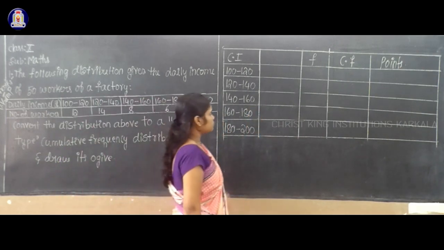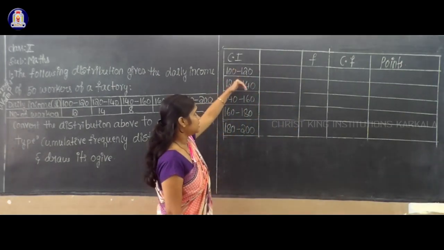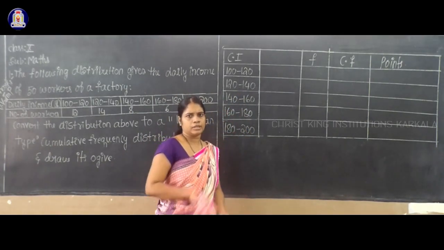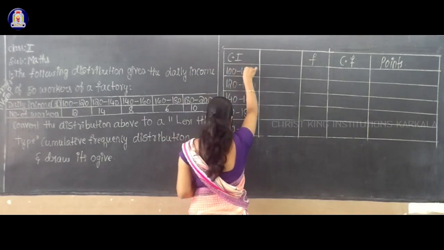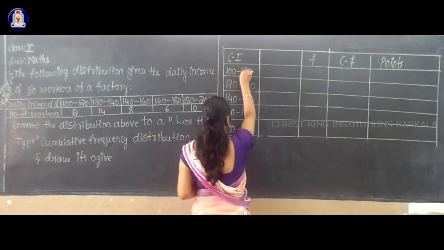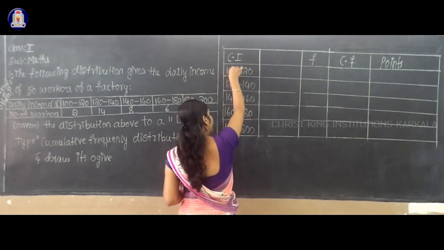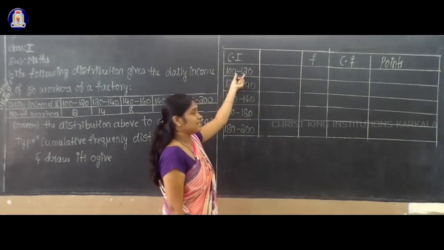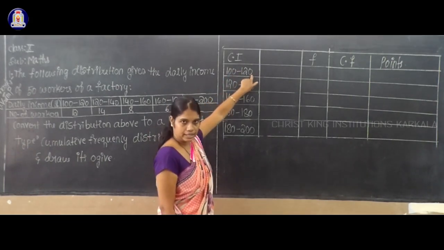Now in the second column I will convert this class interval into less than type. How to convert? See here, the first class interval is 100 to 120, isn't it? So what is the meaning of this 100 to 120? It means above 100 or more than 100 but less than 120, isn't it?